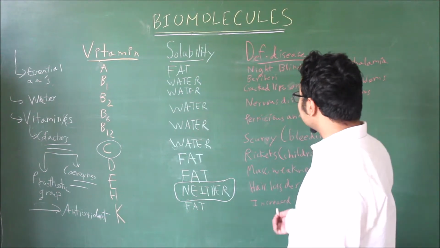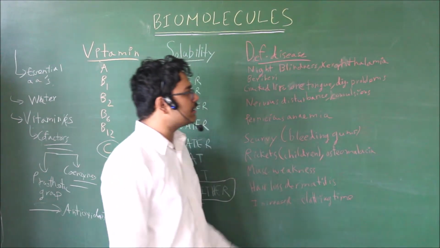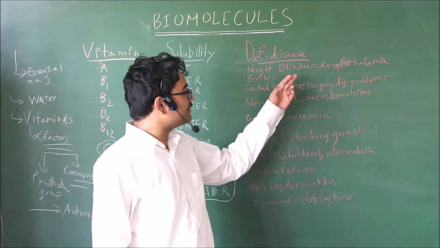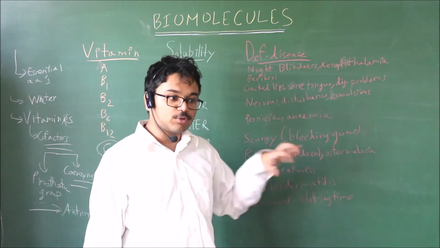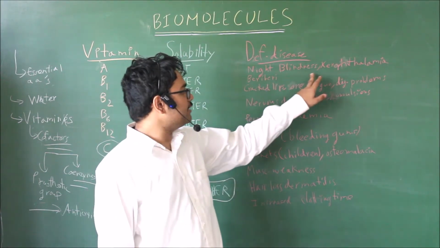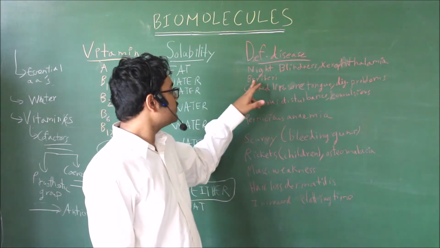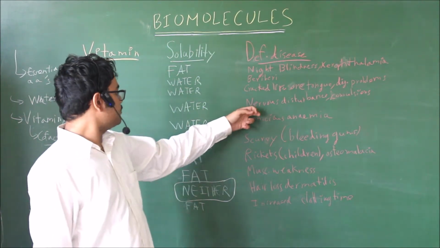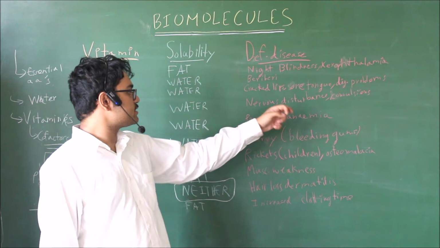Okay? And then there are some deficiency diseases. I've written them down just for the sake of it, but I would hope that you would read this from your book as well, because they're written in more detail over there with a few more examples of the symptoms of the diseases, which I have not mentioned. But basically you have night blindness or xerophthalmia, beriberi from vitamin B1, and then vitamin B6 causes nervous disturbances.